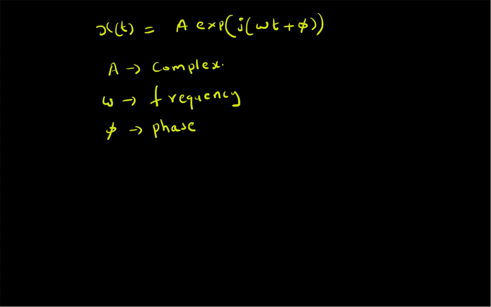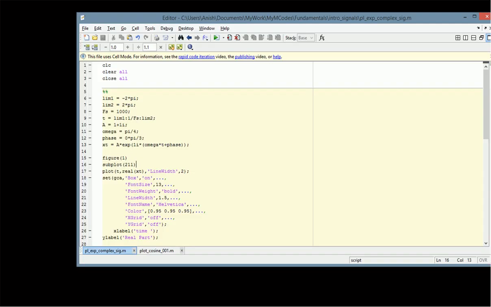Now let us look at a way to plot this signal for the following values: a equal to, say, 1 plus j, omega equal to, say, pi by 2, and phi equal to pi by 3. So for these values, let us plot this signal. This is the MATLAB code for plotting a complex exponential.